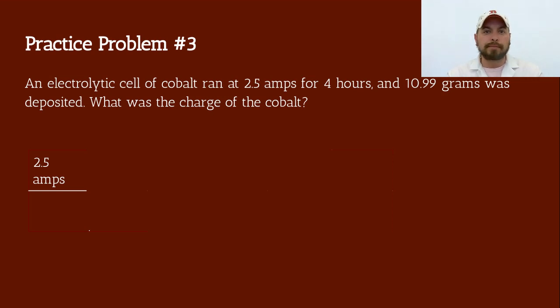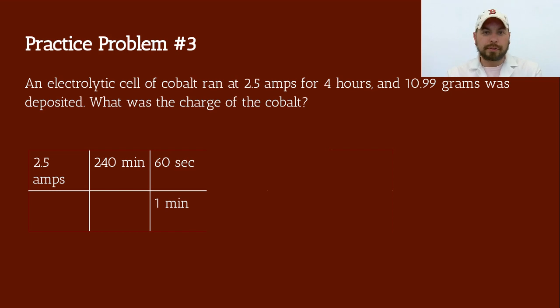Here I have a system that's run at 2.5 amps. That's 2.5 coulombs per second. And it's run for 240 minutes. So I can convert from coulombs per second to total number of coulombs by multiplying by 240 and by 60. This is going to give me just the number of coulombs transferred. I need cobalt. So how many coulombs per mole of cobalt?